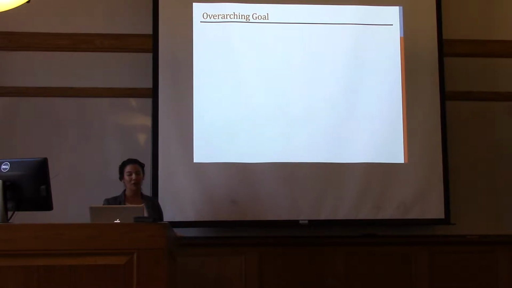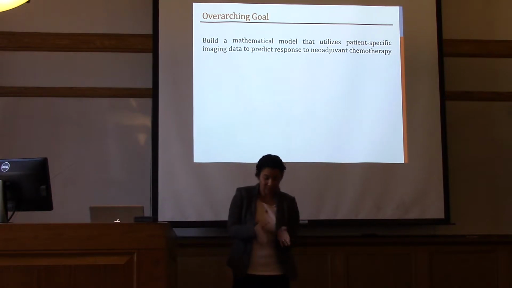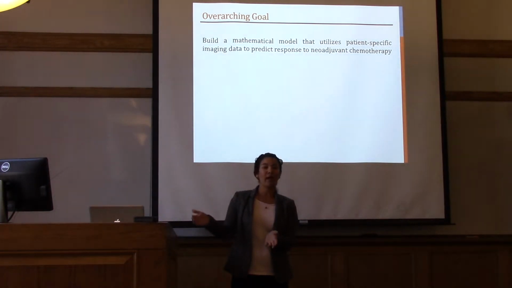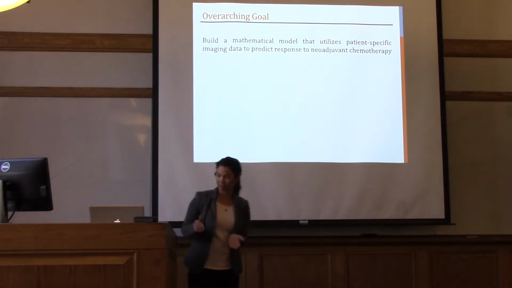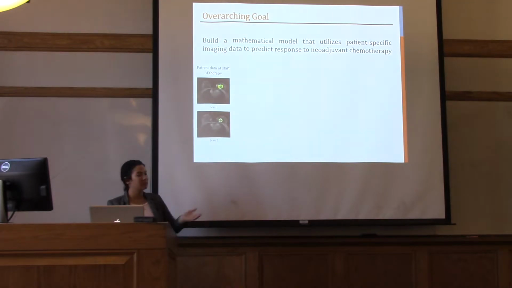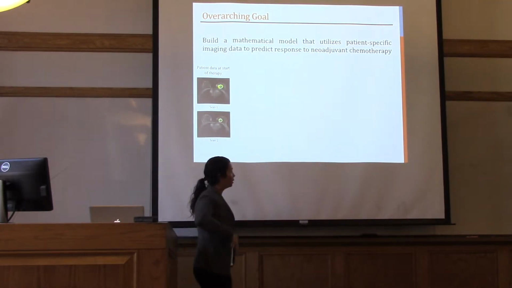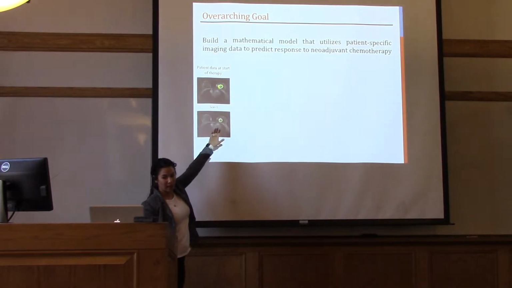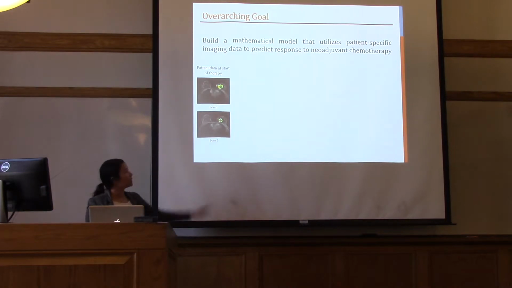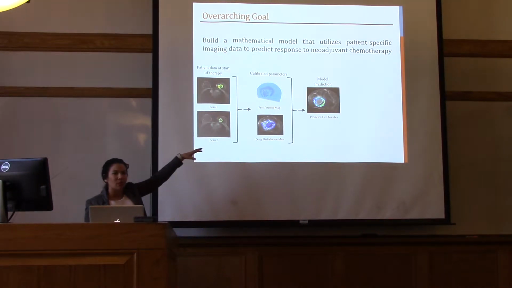So the overarching goal with this one is we want to build a math model that utilizes patient-specific data to try and predict response to neoadjuvant chemotherapy. Neoadjuvant means any therapy before surgery. Okay? So the idea is you collect some data from the patient. Just to orient you, you're looking basically down on a patient. So this is her heart and the two breasts, and then you have the tumor in one of them.